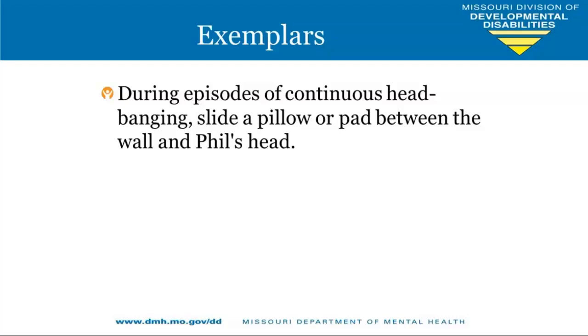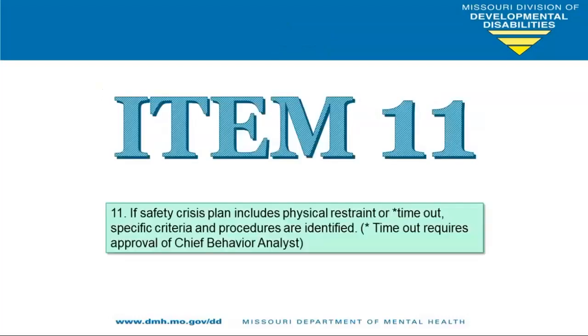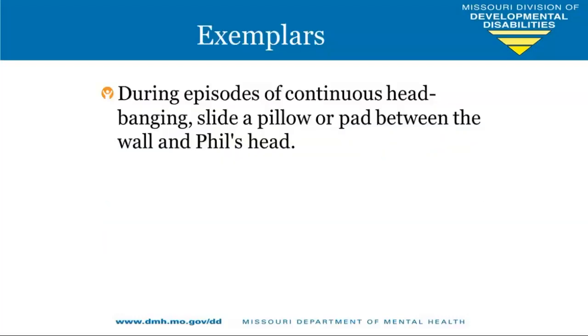Continuous being important: if he hits it one time, you're not going to slide a pillow between his head and the wall. But if he's continuing to do it, you're going to slide a pillow or a pad, whatever you have present, between his head and the wall. So this would be an actual example. Do we have a challenge for this one? No. Okay.